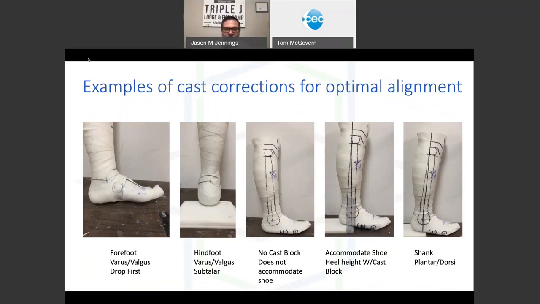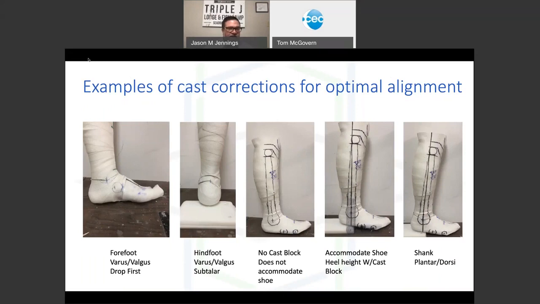And then once I've got my casts taken, I spend a lot of time correcting my cast, trying to obtain an optimal alignment. And these are just some of the corrections that I do. It's just an example of how we evaluate our cast. So, forefoot varus or valgus.